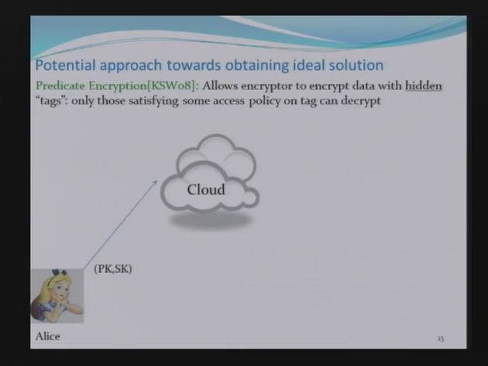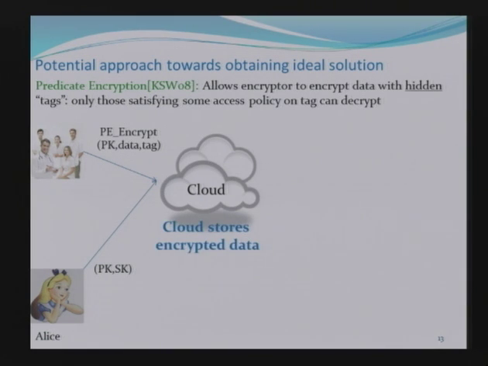So Alice picks a public key and secret key pair for the predicate encryption scheme, and sends the public key alone to the cloud. Now, whenever the hospital wants to encrypt data, they will use this public key to encrypt the data along with some specific tags. So each record has some tag about what this record is saying. Now, the cloud stores the encrypted data. Alice will do the following. Alice will give specific secret keys to each of the recipients.